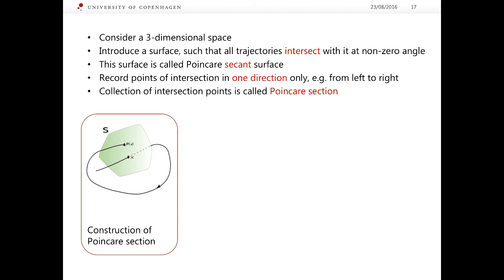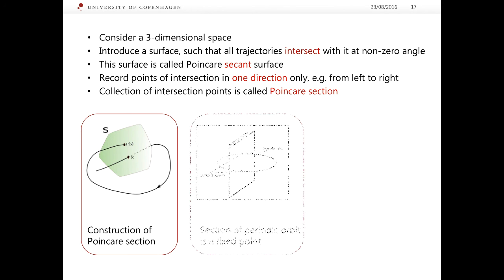So in this space we can introduce a surface such that all trajectories intersect with this surface at a non-zero angle, which means the trajectory is not allowed to touch this surface. If we can find such a surface, this surface has a name, Poincare secant surface. Now we collect all points of intersection between the trajectory and the surface, but only in one direction. For example, as we can see in this picture, we record only points of intersection from left to right. And the full collection of such intersection points is called Poincare section.